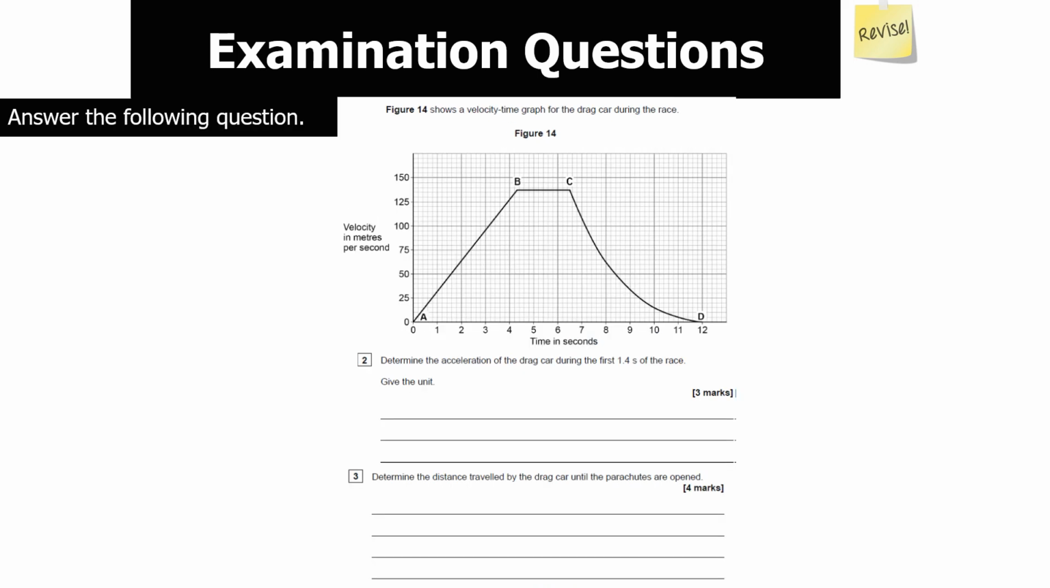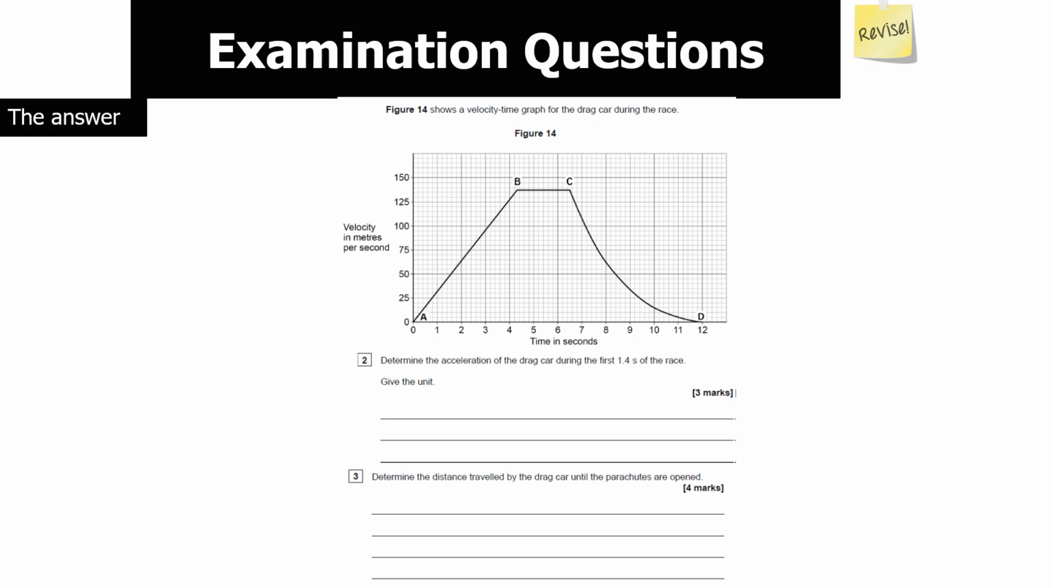Now the next question says, determine the acceleration of the drag car during the first 1.4 seconds of the race and give the unit. Then determine the distance travelled by the drag car until the parachutes are opened. So pause the video now, then unpause the video when you want to go through your answer.